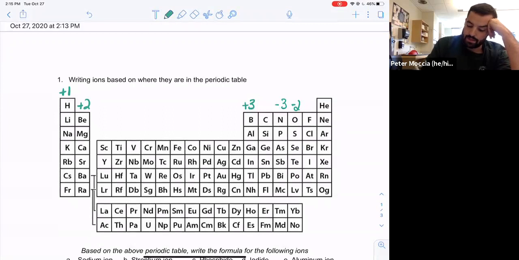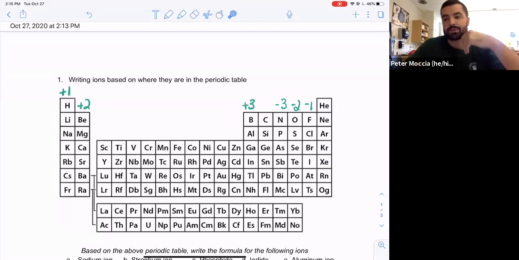And then in this group, which is called the halogens, they all have 7 valence electrons, so they need to gain 1. And then recall that the noble gases have full shells. They don't really form ions.